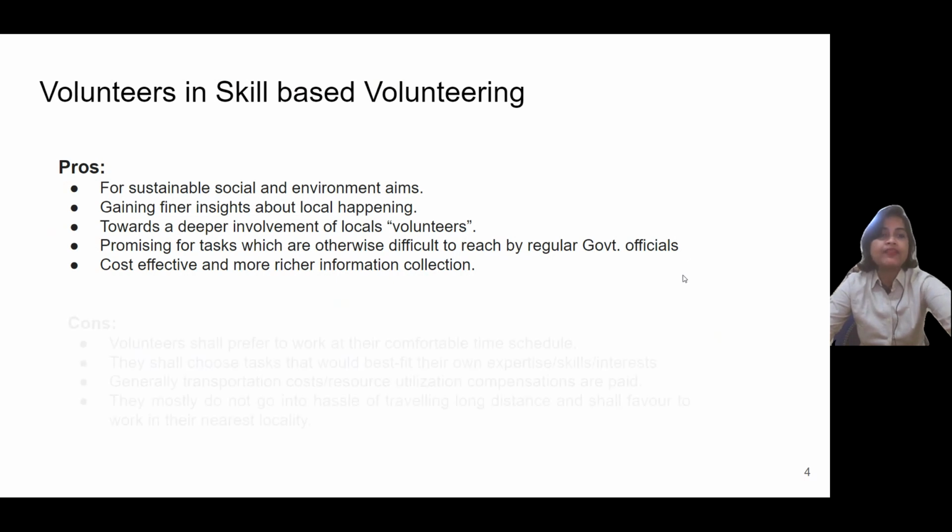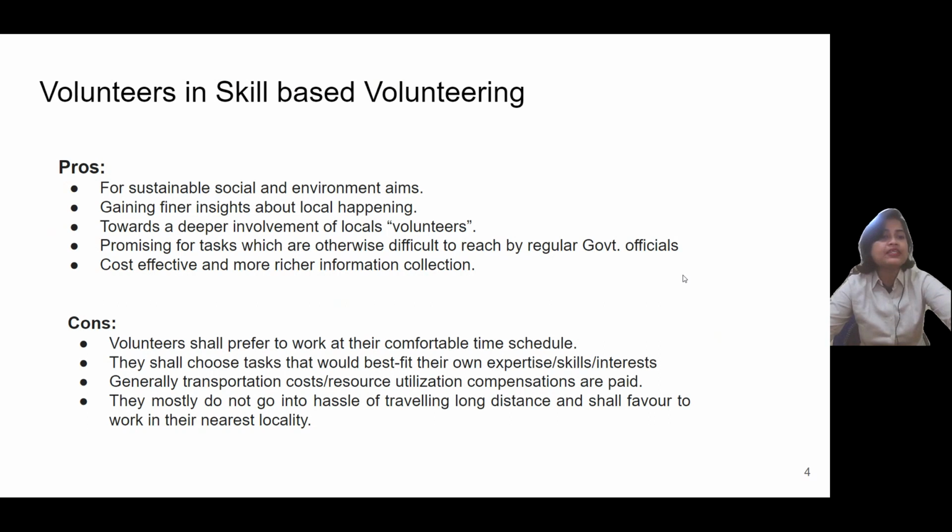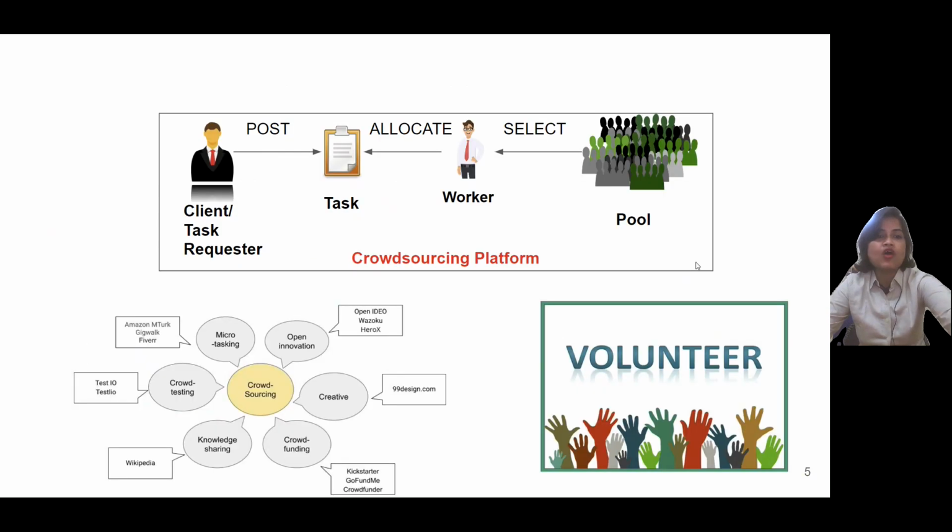At the same time, there are several challenges. For example, volunteers prefer to work at their comfortable time schedule and also closer to their residence. Keeping this in mind, designing an optimal skill-oriented mapping mechanism between such volunteers and tasks with collaboration becomes a real ballgame. This forms the basis of our motivation behind this work.